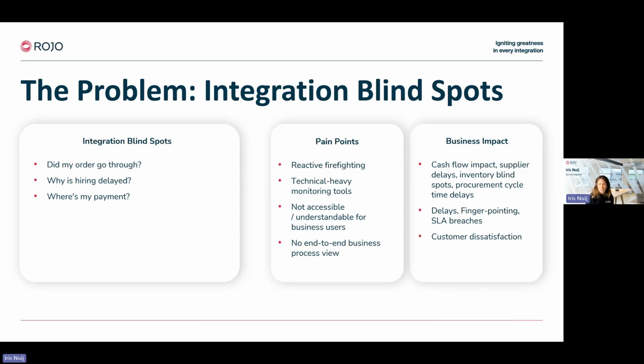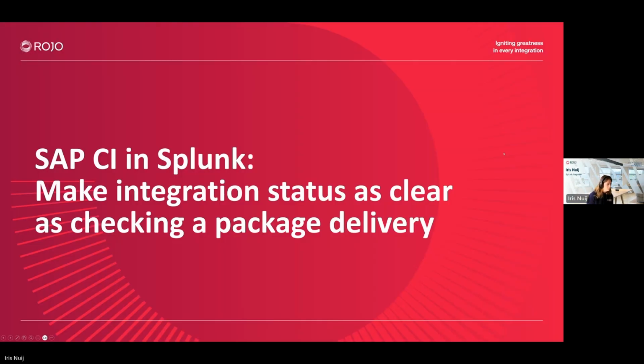This, of course, will impact your business, for example by causing supplier delays or missing inventory, and you might not even meet your SLAs, which can lead to customer dissatisfaction, but also unhappy customers and unhappy colleagues. And that is why we need end-to-end process visibility. We need business impact-driven insights and cross-team alignment and transparency. And that is also what we're here for.